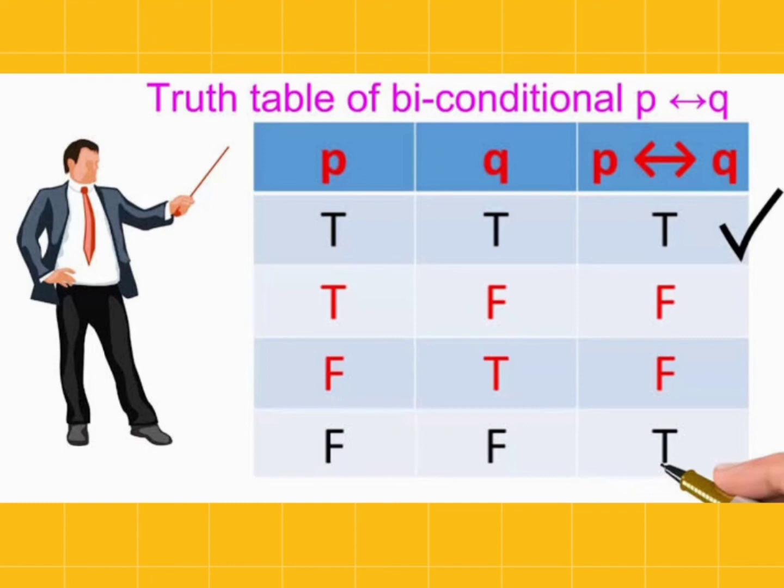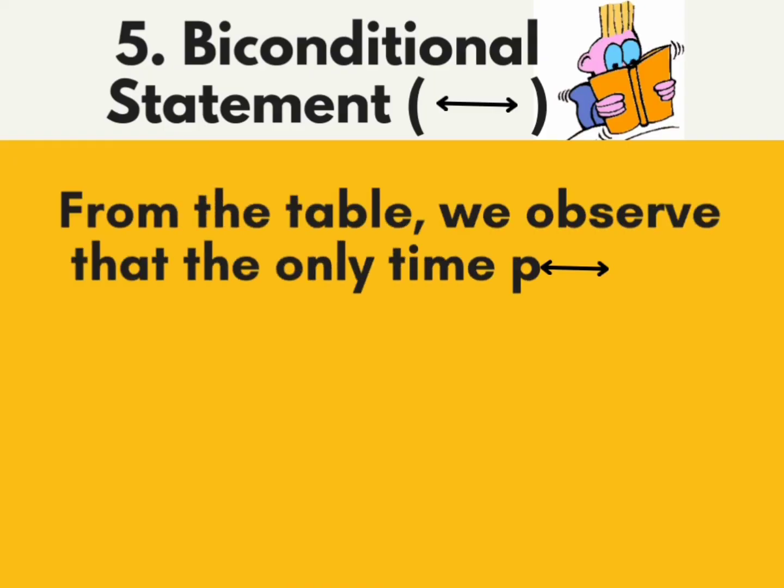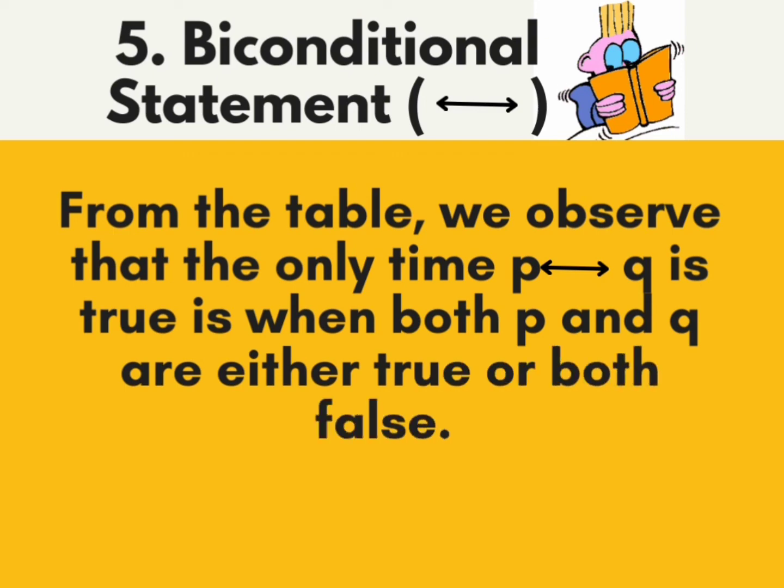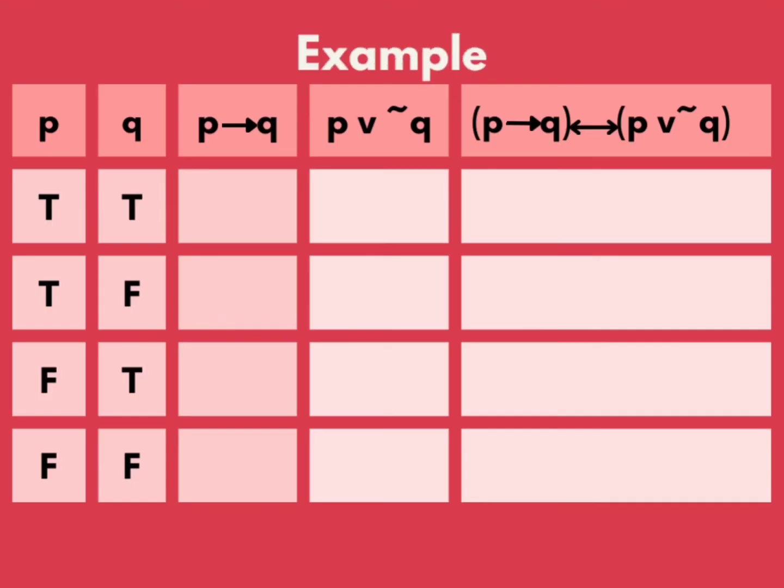So we can take note that for a biconditional statement, the only time it is true is when both statements are either true or when they are false. Otherwise, it will always give you a false outcome. So let's take an example to concretize.